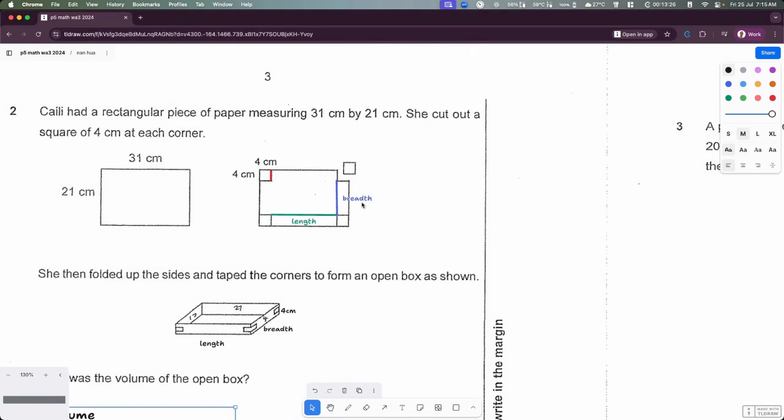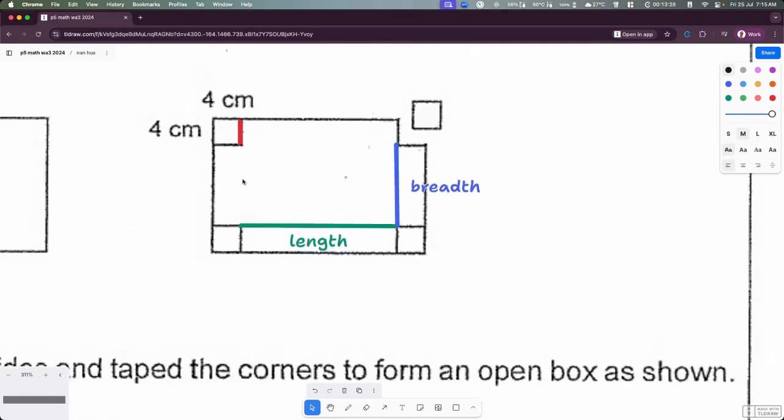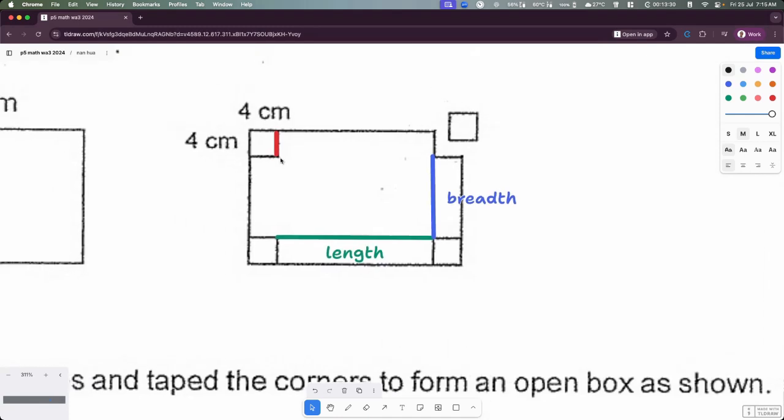Okay, since we know that all of the sides of the square are being cut out equally, if this is 4 centimeters, that means this is also 4 centimeters. So this is also 4 centimeters, and this also is 4 centimeters. So that means the length over here, we have to minus the 4 centimeters in this case, right? So I'm going to write down 4 cm, make it a little bit small as what you see over here.